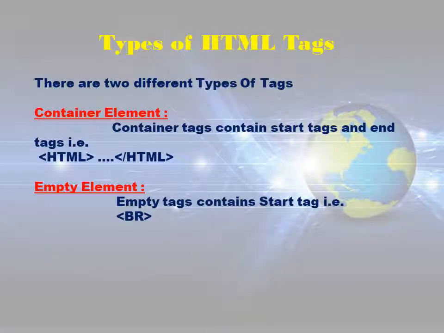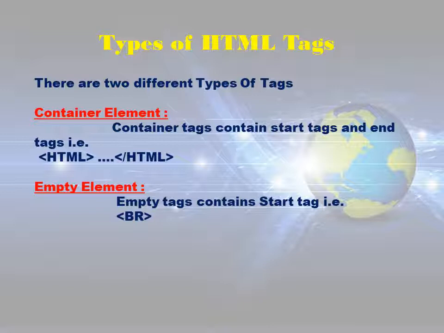Now we continue with the HTML. We discuss now about the types of HTML tags. There are two different types of HTML tag. First, we can say that container element and second one is the empty element. So first we discuss about the container element.